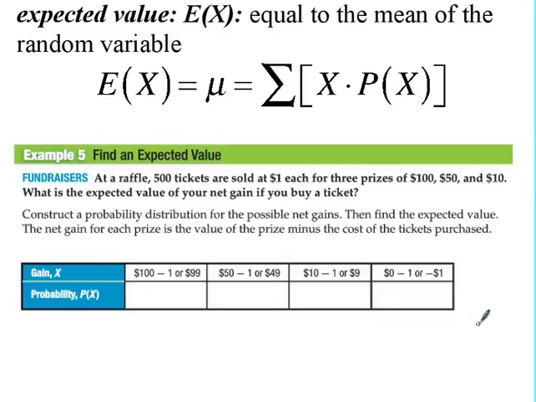Okay, last thing we're going to talk about is expected value. Expected value actually just relates real close to what we just got done doing. It's equal to the mean of the random variable.